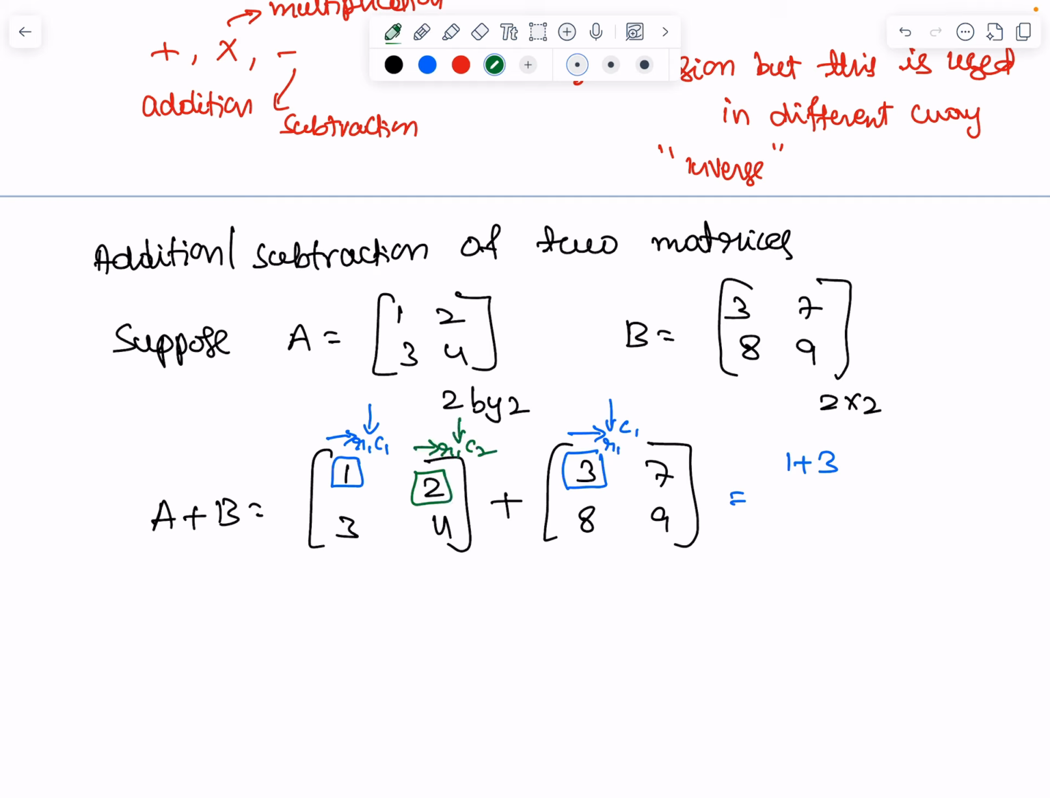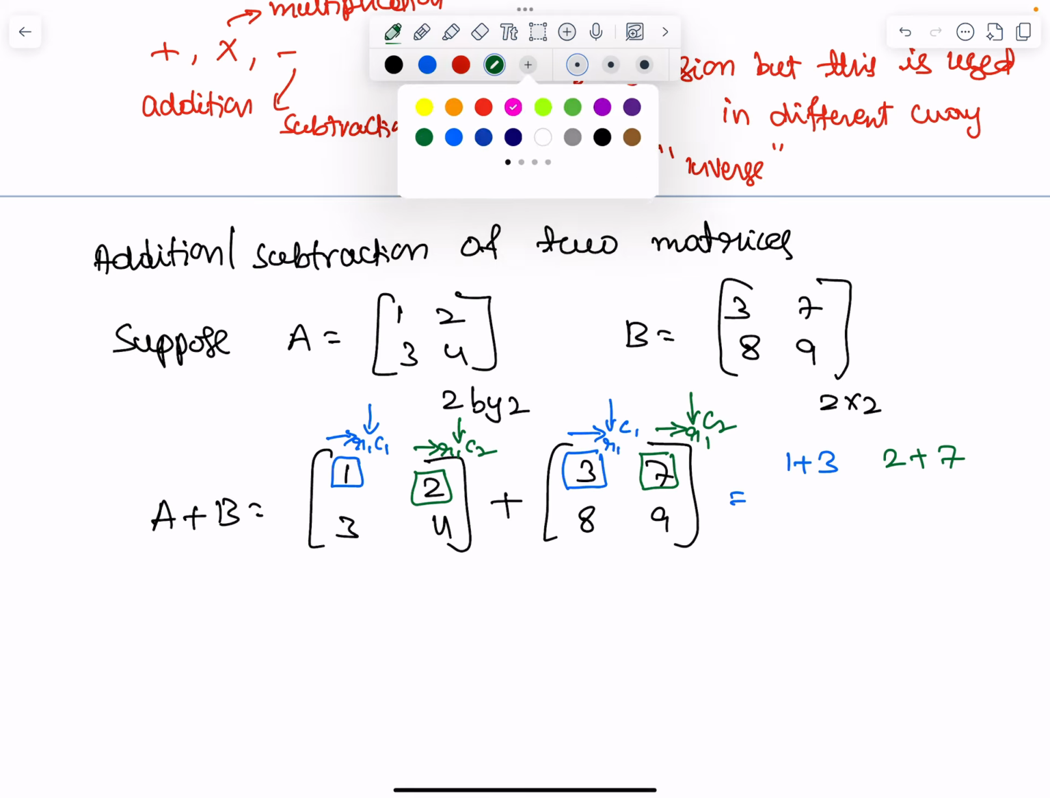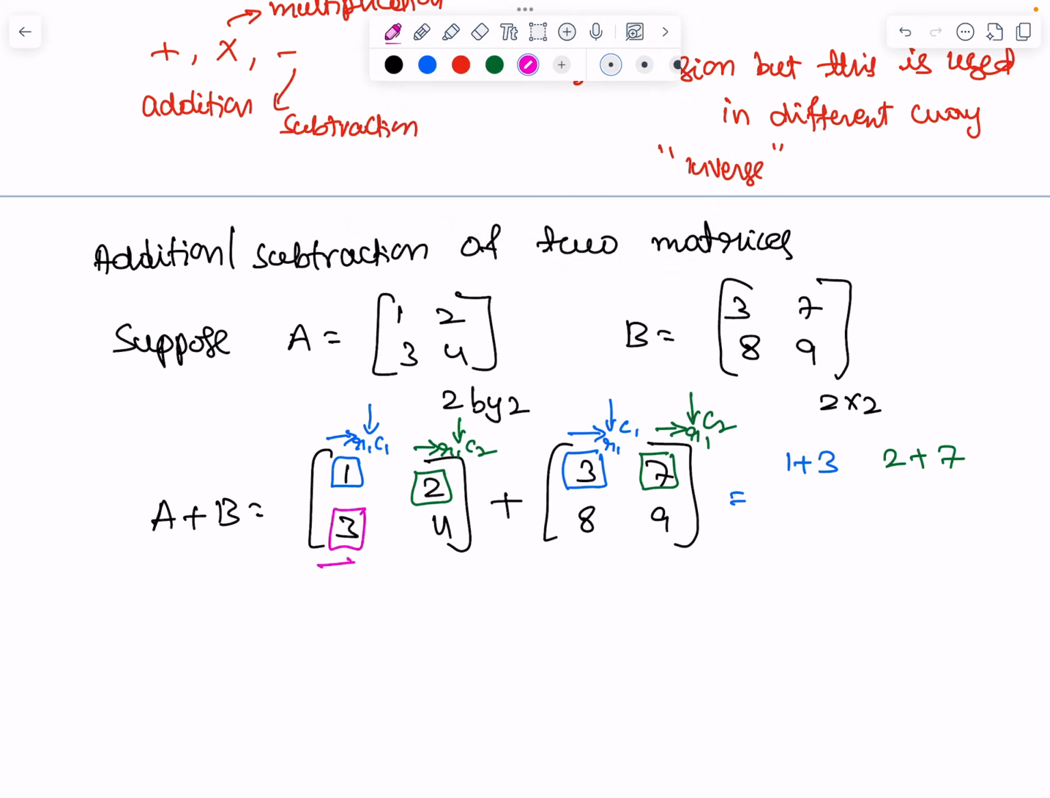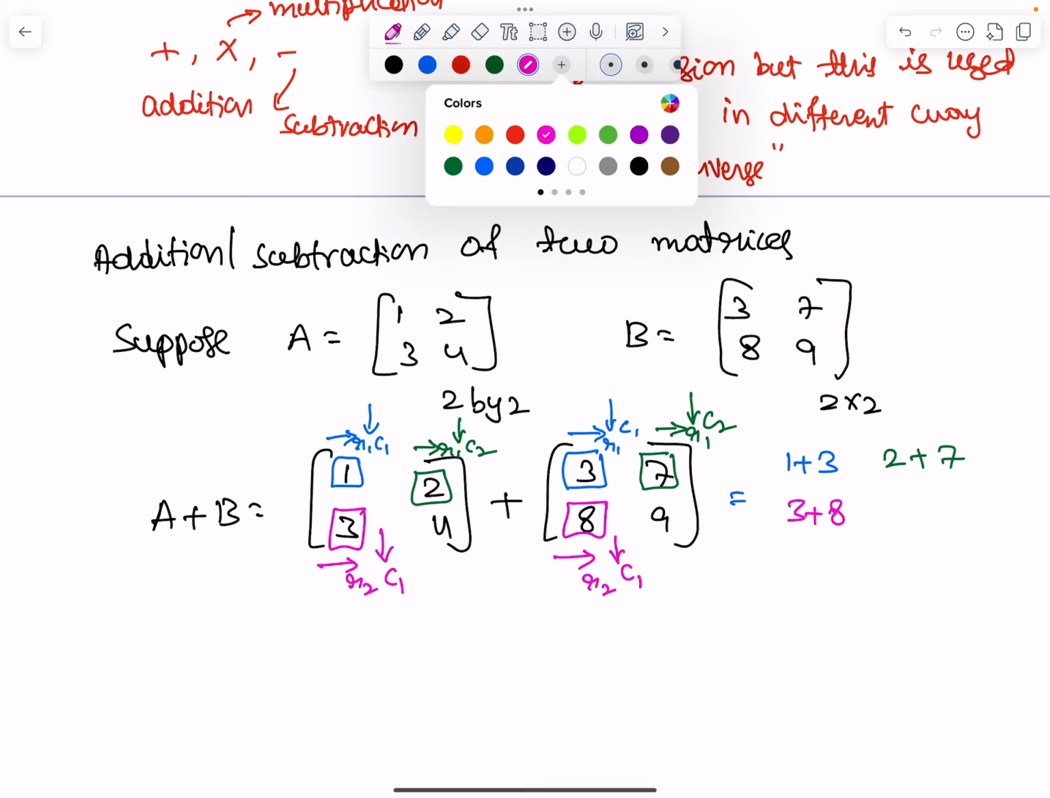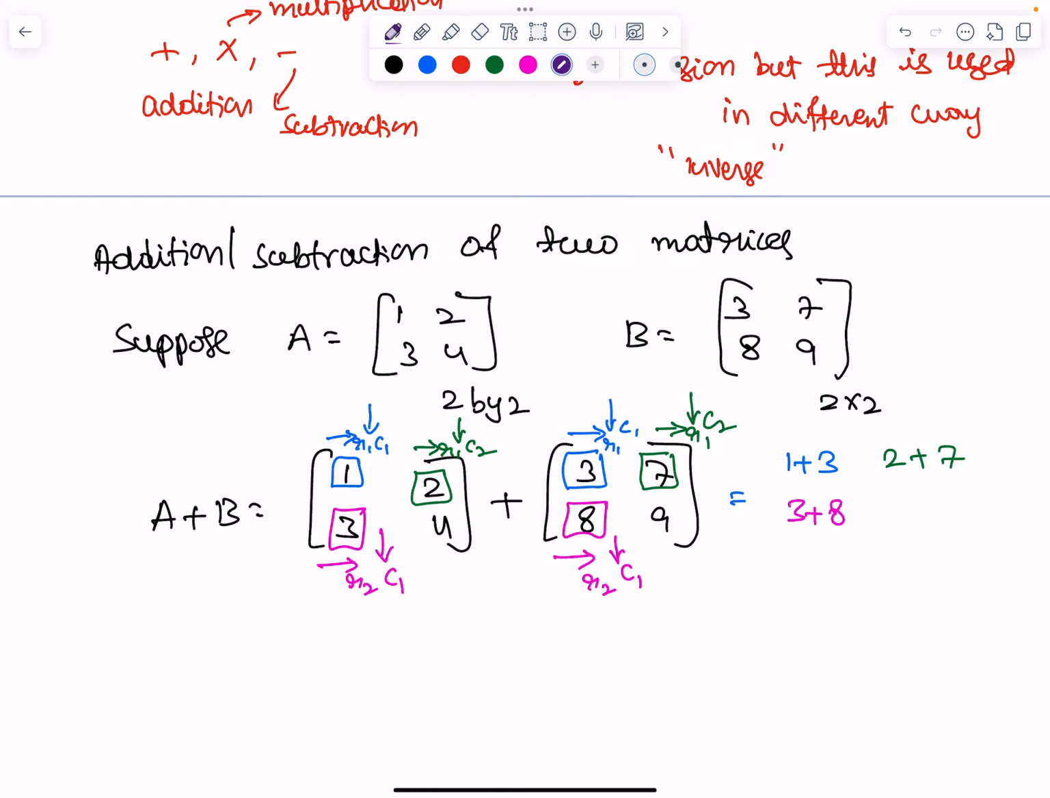So, similarly, you look at that, this is row 1 and then C2. Same position you have to map within the first and then second matrices, then you add them, therefore 2 plus 7. Now, you look at the other one, that is 3, which is in row 2 and C1. You should add row 2 and then C1, that is 3 plus 8, and next you have one more element, that is 4.